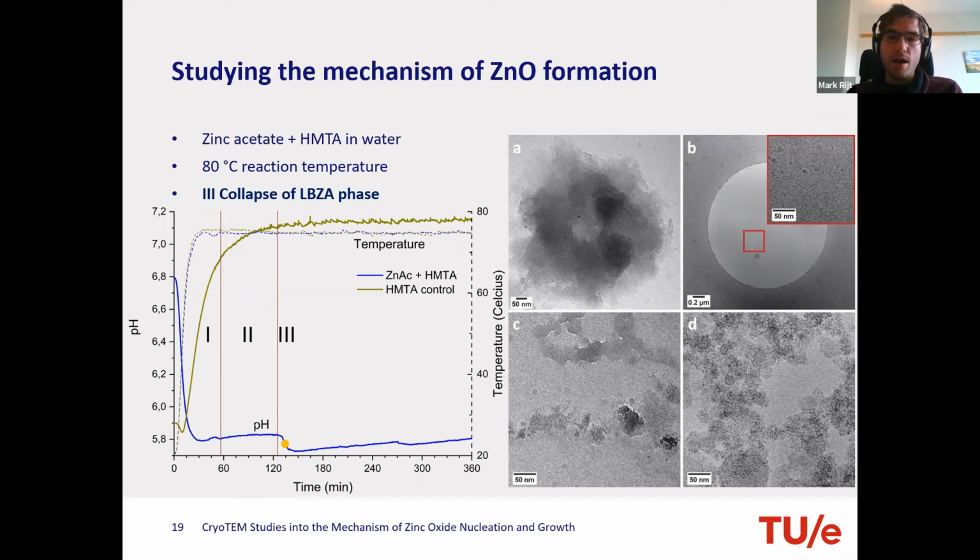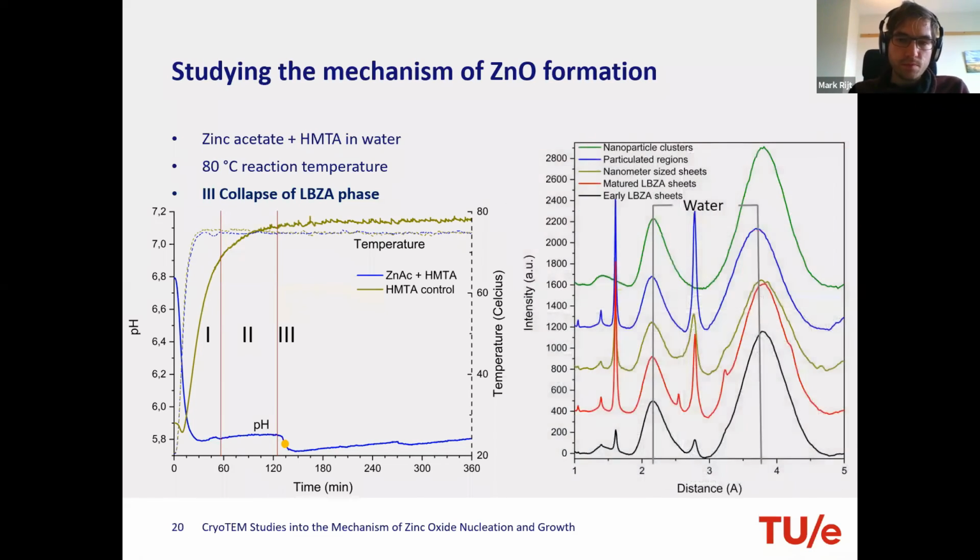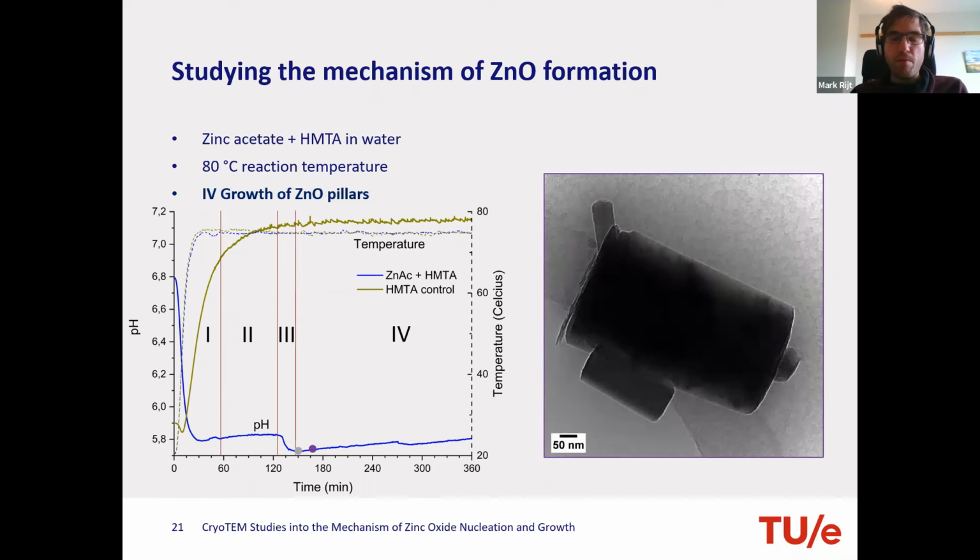So that implies to us, especially when combining it with diffraction, where you see that these species still match to layer basic zinc acetate, that at that moment in the reaction, the layer basic zinc acetate very quickly collapses and allows for the formation of zinc oxide. Performing the reaction further, we find basically only zinc oxide sheets, really indicating that the entire transition takes place in this 10-15 minute window of the reaction.